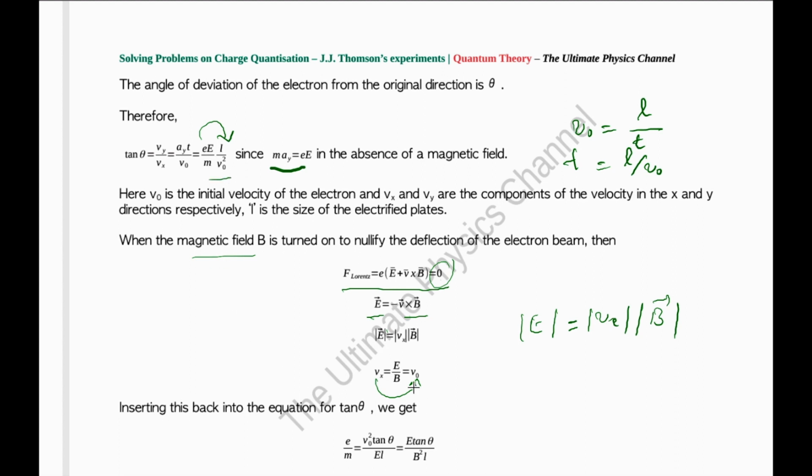Instead of V0 squared, we can substitute E squared over B squared. If that substitution is carried out in this original equation for tan theta, we can get an expression of this form, from which we can isolate this e by m, that is charge to mass ratio alone, which is written as V0 squared tan theta over EL, which is equal to again E tan theta over B squared L. So this is the final useful expression that we need for solving some problems here.